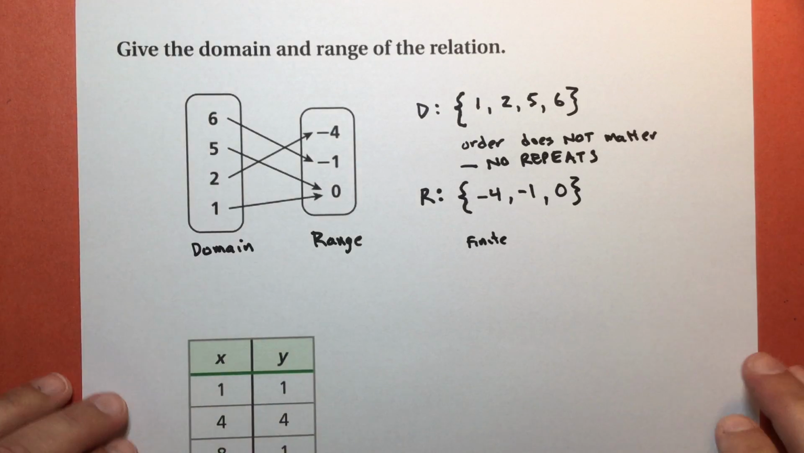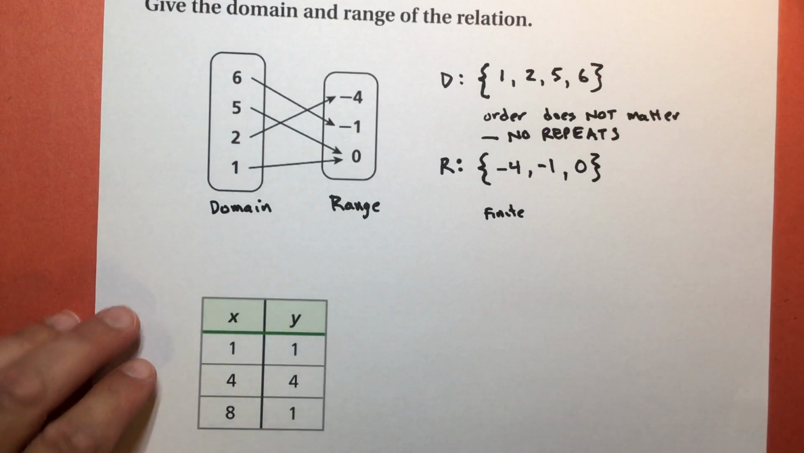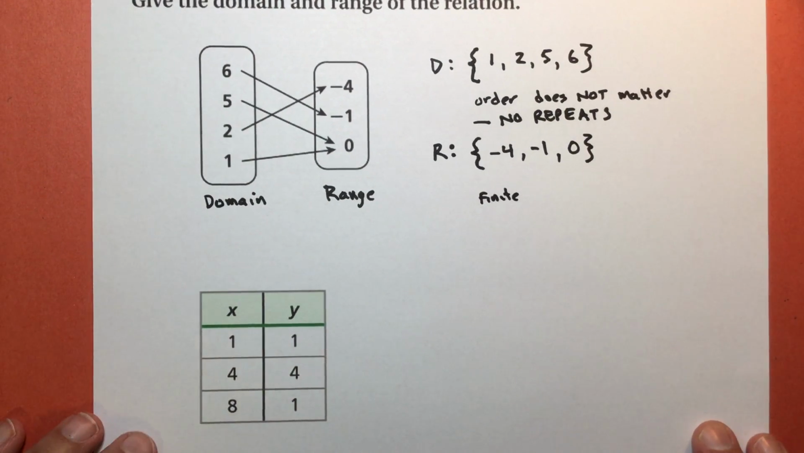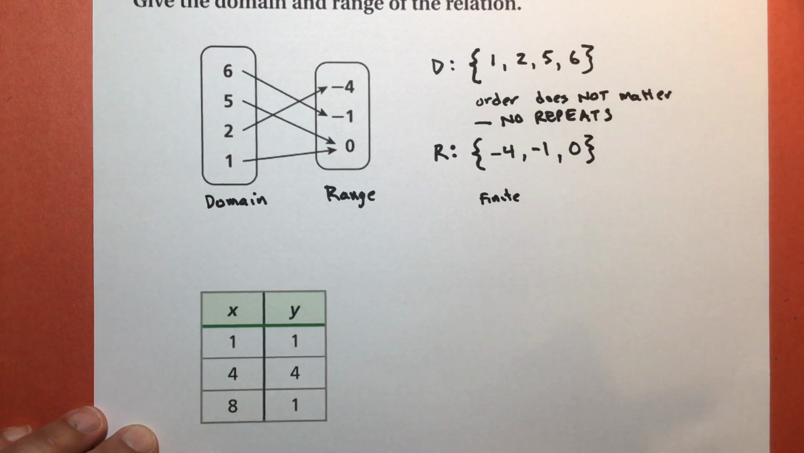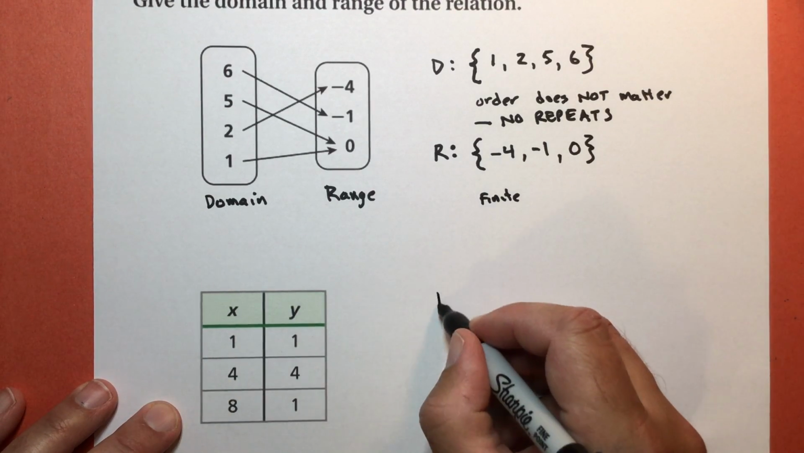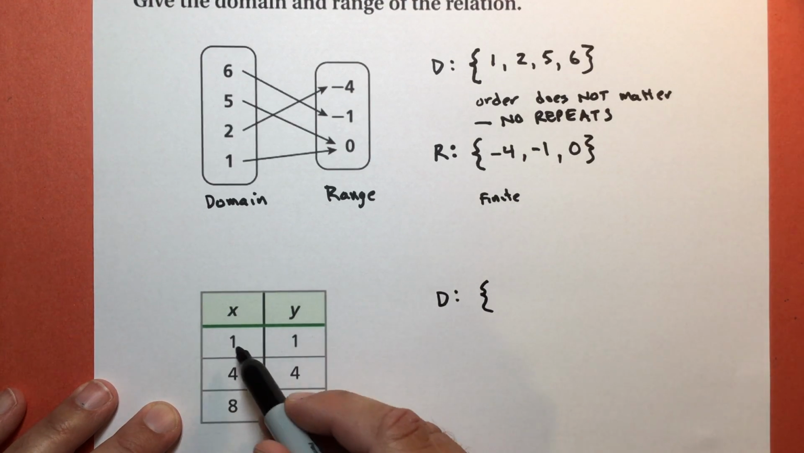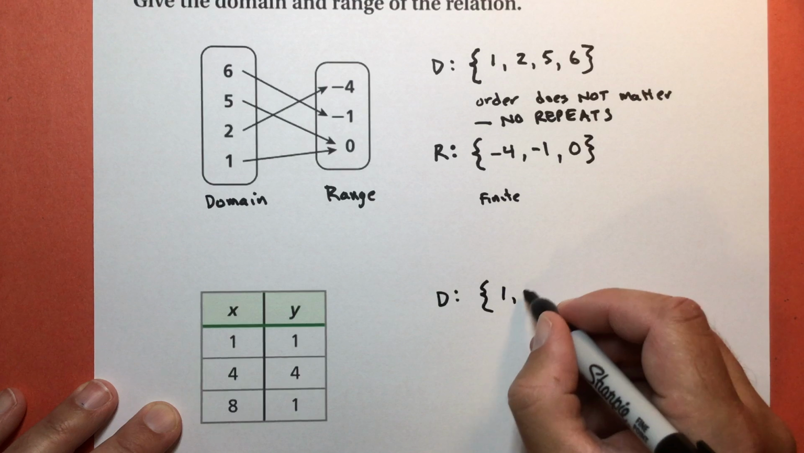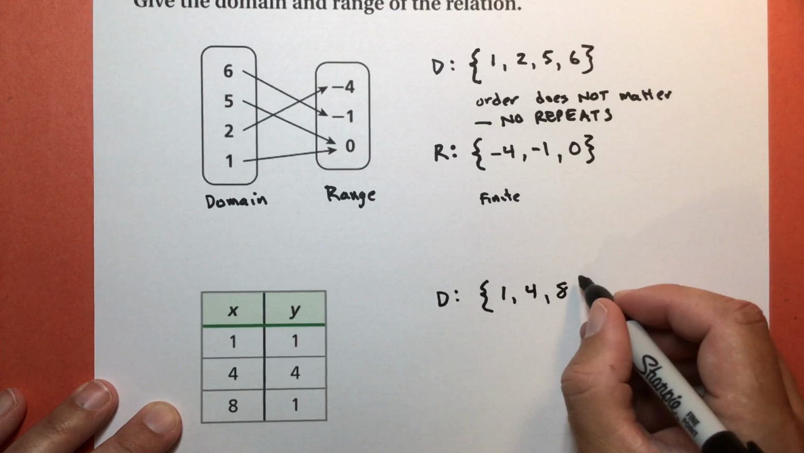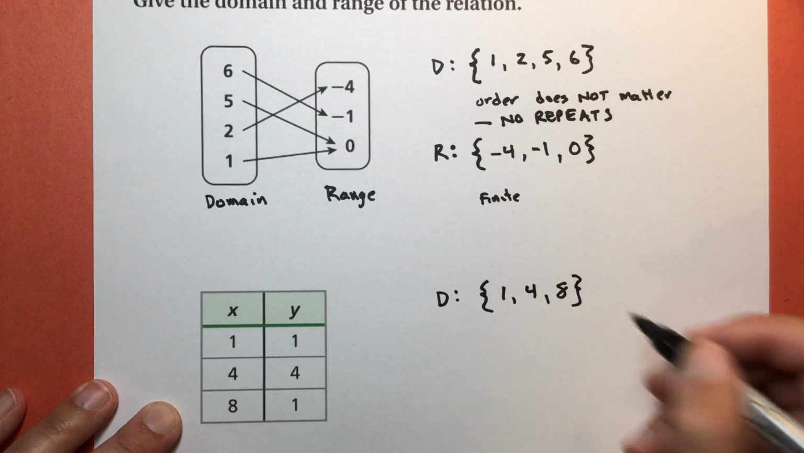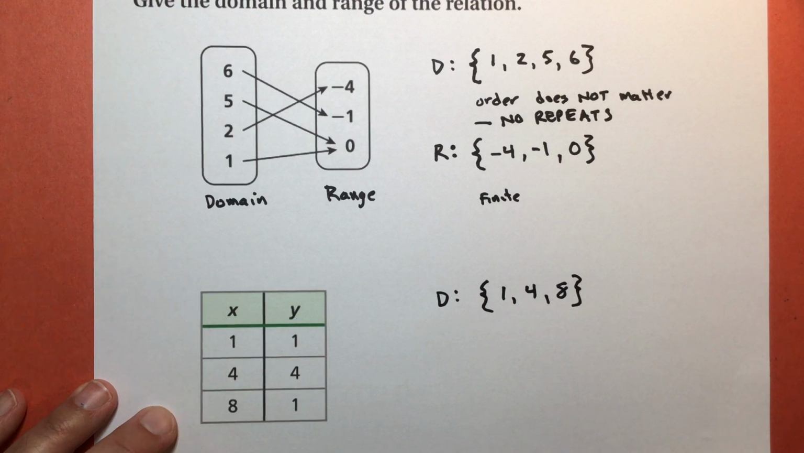Moving on to this problem, scoot that up so you can see it. So now I'm given this relation as a table. So my domain is going to be my x values, 1, 4, 8. And again, the order doesn't matter. If you want to write 4, 8, 1 or 8, 4, 1 or 4, 1, 8, it's all good. It's just easy to write them as they are.